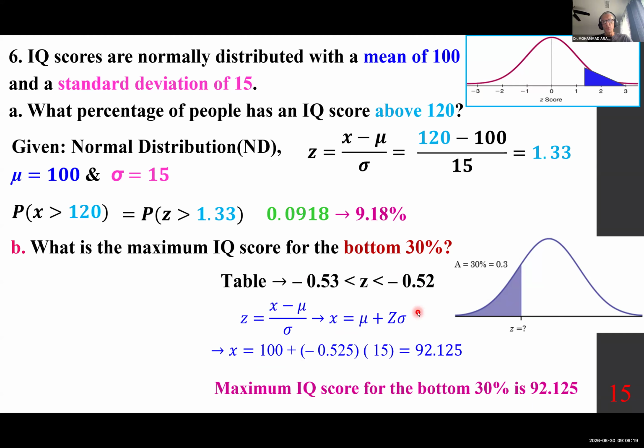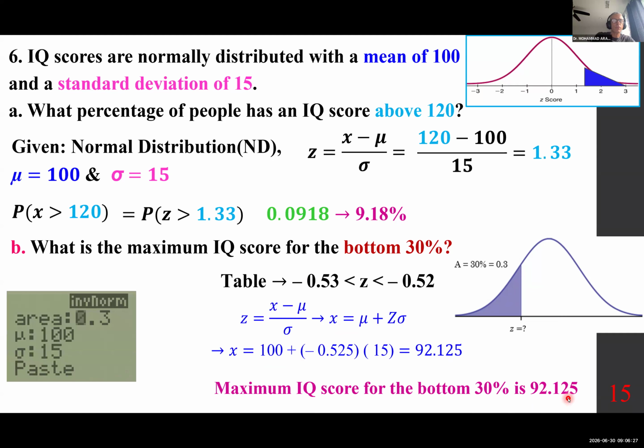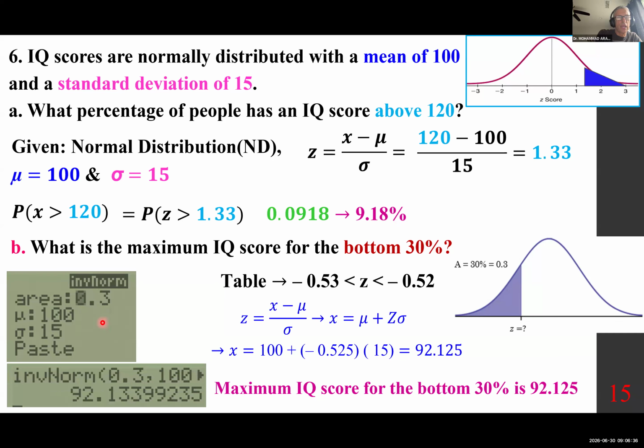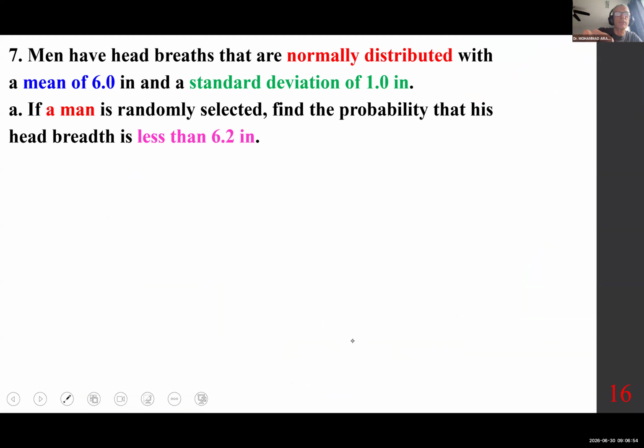So the maximum IQ score for the bottom 30% is 92.125. With technology, use inverse normal distribution: area is 0.3, mu is 100, sigma is 15. And it gives you the answer in one shot. But again, you really have to understand it comes from here. So writing the formula helps because it's telling the reader what you're doing. And even if it's wrong, we can get some partial credit. So having said that, here's number 7.